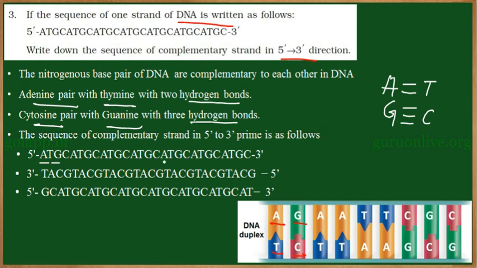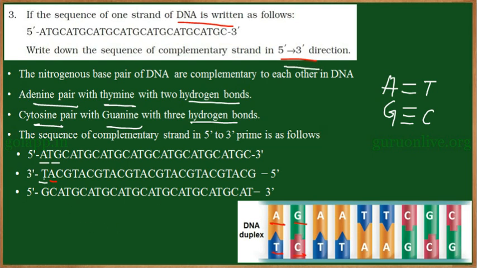Now let us write the complementary strand for this. So opposite to adenine there would be thymine. And for thymine there is adenine. For guanine, cytosine. For cytosine, guanine. For adenine, thymine. And this goes on. Now once we write the complementary strand for 5 prime to 3 prime, the next part is write down the sequence of the complementary strand in 5 to 3 dash direction.